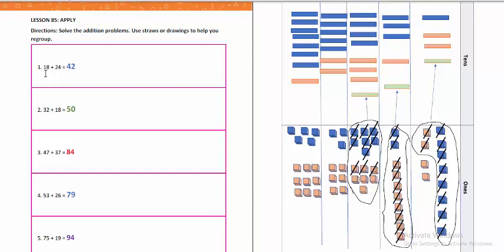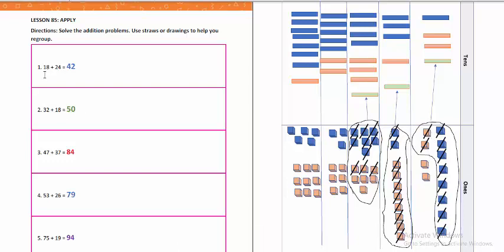18. How many tens in 18? 1 ten, so we have to draw one stick in the place value mat. And how many ones in 18? 8 ones, so we have to draw 8 squares in the place value mat. 1, 2, 3, 4, 5, 6, 7, 8. Plus 24. How many tens in 24? 2. Please draw 2 sticks. And how many ones? 4. Please draw 4 squares.